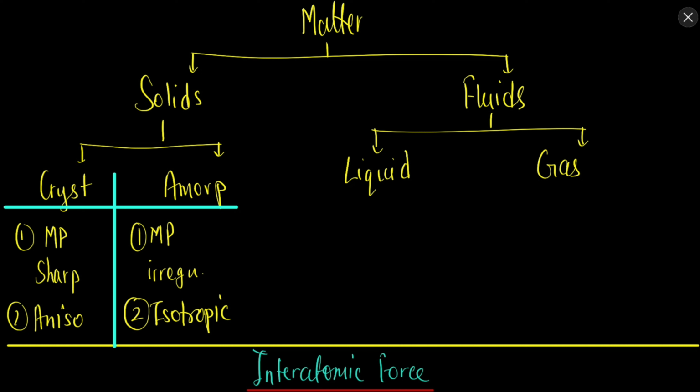At 1 atmospheric pressure, the ice gets converted into water at the temperature of 0 degree Celsius. So at 0 degree Celsius the ice gets converted into water. It is a sharp point, only at 0 when 1 atmospheric pressure is there.